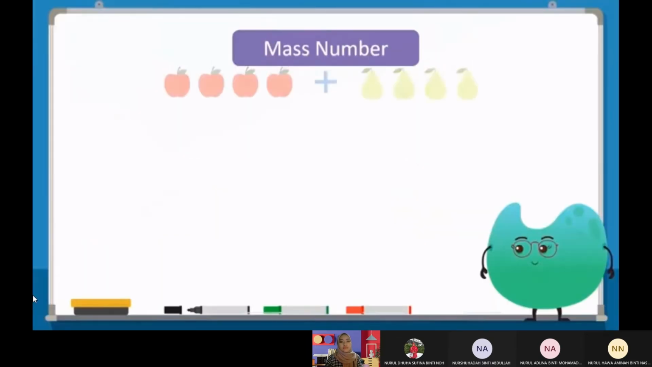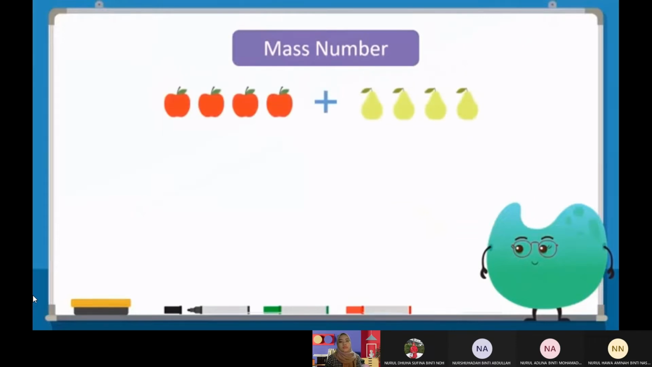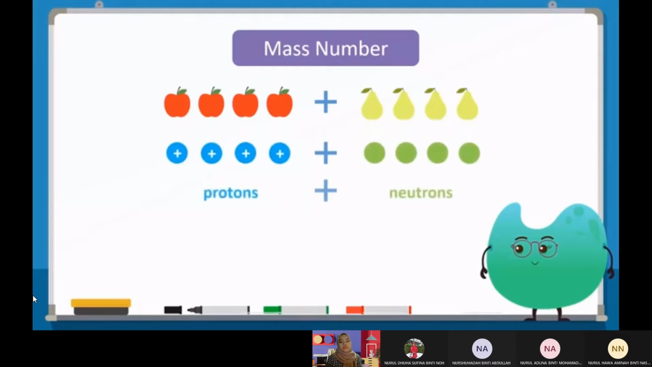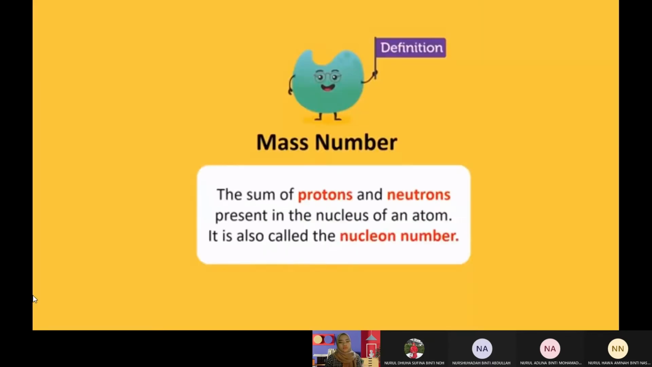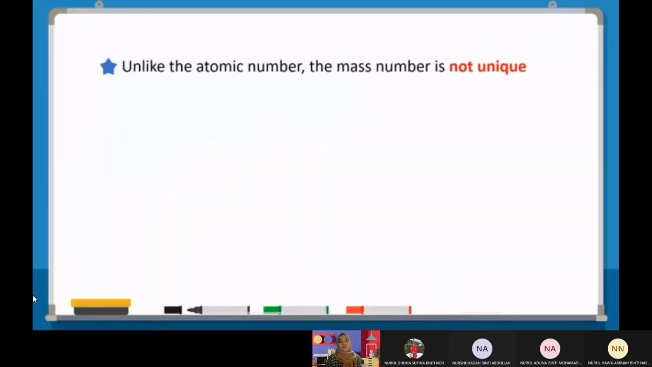Correct. Remember when we asked you about the sum of apples and pears in the bowl? Now that the apples and pears have become protons and neutrons, the sum of these protons and neutrons is the mass number. Mass number is the sum of protons and neutrons present in the nucleus of an atom. It is denoted by capital A. Since the protons and neutrons are also called the nucleons, the mass number is also called the nucleon number. Unlike the atomic number, the mass number is not unique.